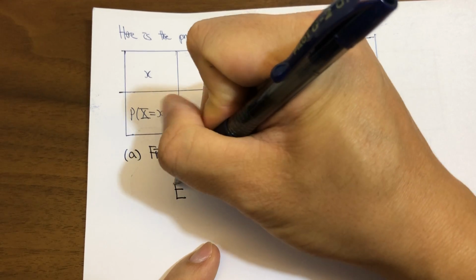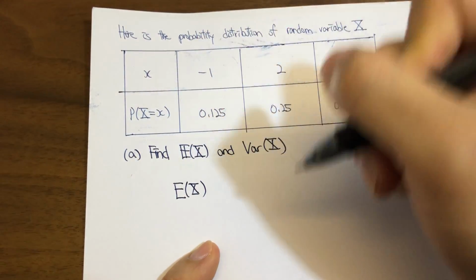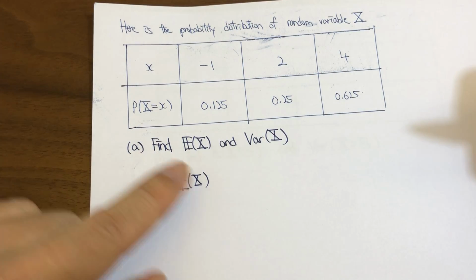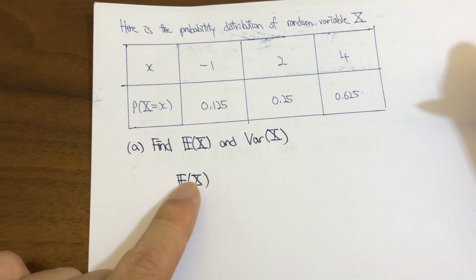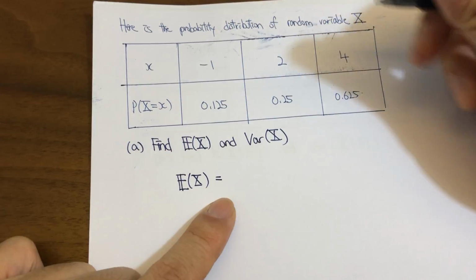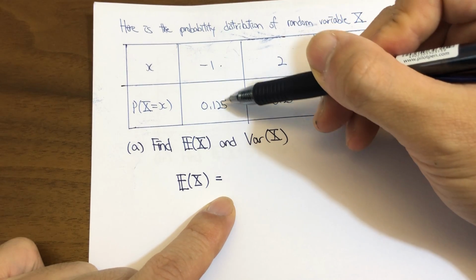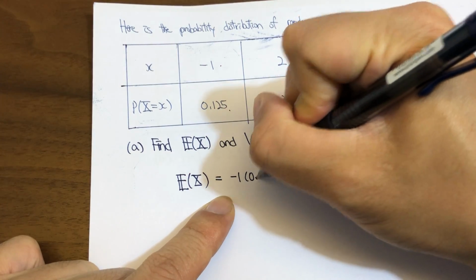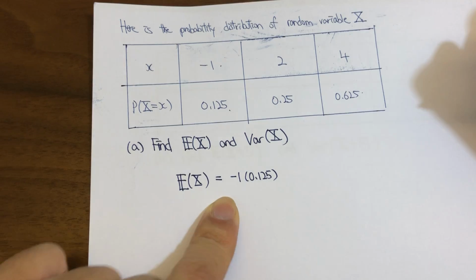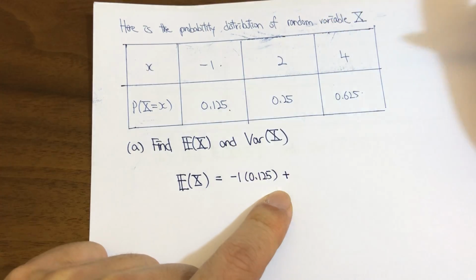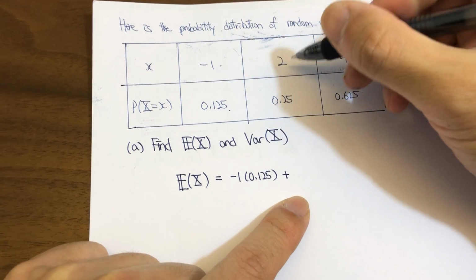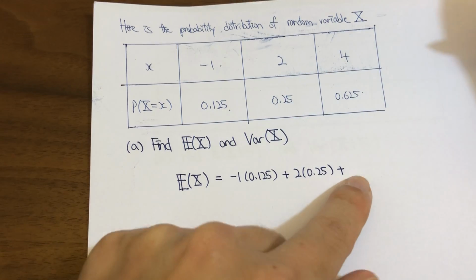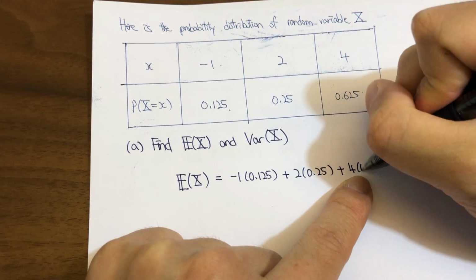Expected value of x. So E of x, right? Normally I put one more line to make it look prettier. So the expected value of x is equal to each value of x times the corresponding probability. So first of all, we have -1 times 0.125. Okay? And then plus the second group, 2 times 0.25. And then 4 times 0.625.